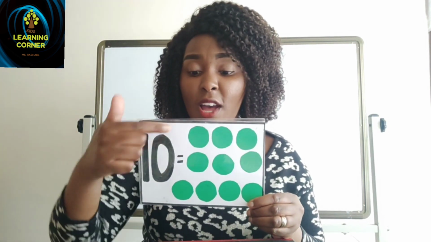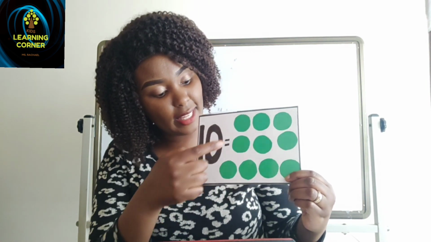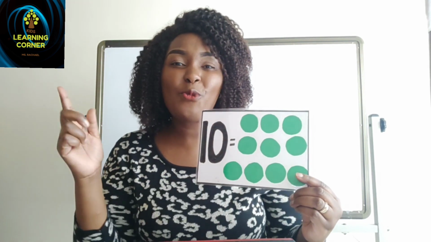Well done. And the last one, number 10. We count number 10. How many circles does number 10 have? 1, 2, 3, 4, 5, 6, 7, 8, 9, 10. Again, we can count again. 1, 2, 3, 4, 5, 6, 7, 8, 9, 10. Wonderful.